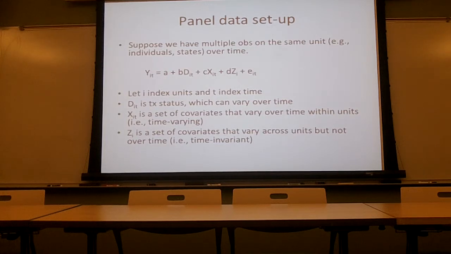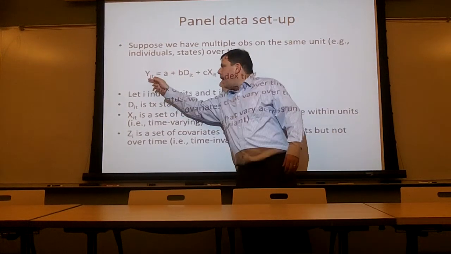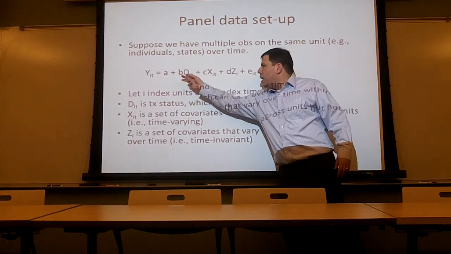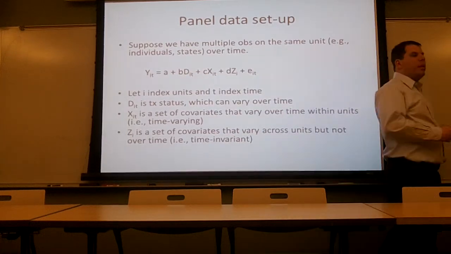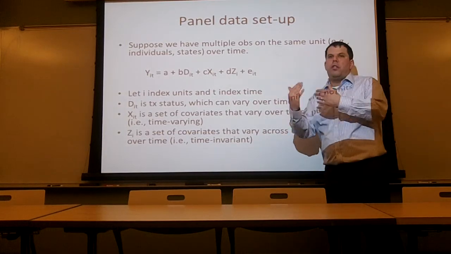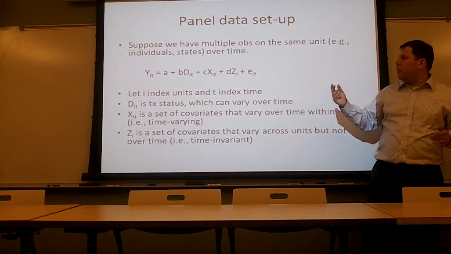So let's first do the setup. Suppose, this is panel data, we have multiple observations across time periods for the same unit. So we follow individual states, hospitals, whatever, each year of our study. We then can specify a conceptual model where our outcome, now indexed by i and t, i for individuals or units, t for time, is a function of an intercept and a treatment effect, which can vary over time. Say you're 0 in the pre-period and 1 whenever in the post period you actually get the treatment. It can also change, so you could flip on and off.